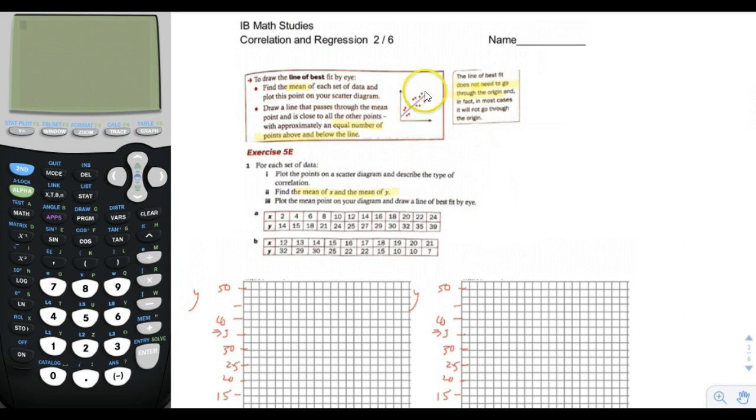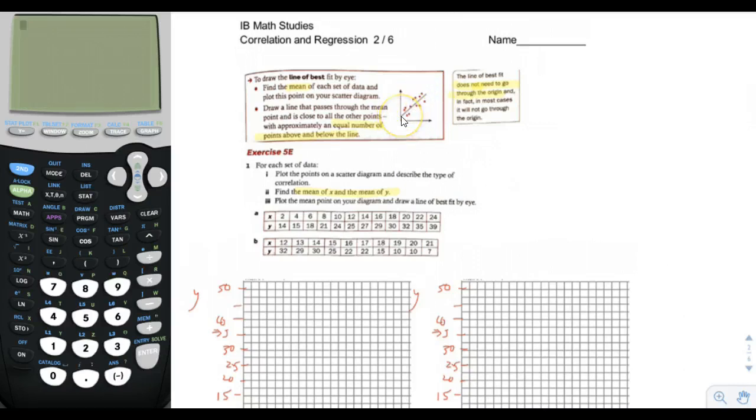This is the way that before graphing calculators and computers, it was very common for students and scientists to do this method using graph paper and a pencil to find out the trend for their data. And when you do that, basically you have a cloud of points, a bunch of points, and you're going to draw a line through it.